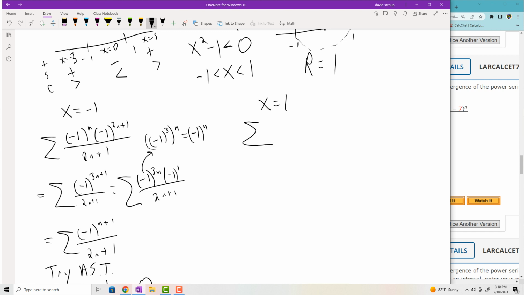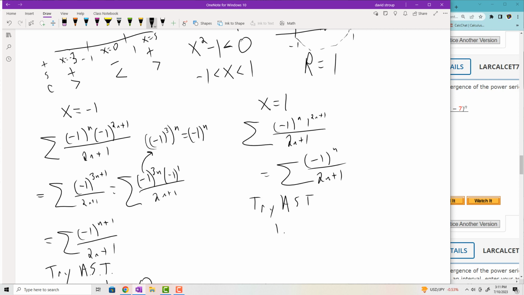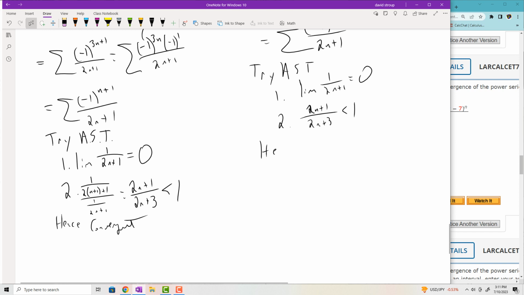Plugging in 1 into the original series, I get negative 1 to the n times 1 to the 2n plus 1. 1 to any power is just 1, so I'm just going to replace that with a 1. And lo and behold, I got another alternating series. So I'll try the AST. And it's the same exact process, just duplicated. It's going to end up being 2n plus 1 all over 2n plus 3. That would be less than 1. So again, convergent.